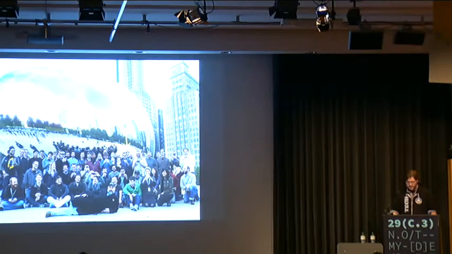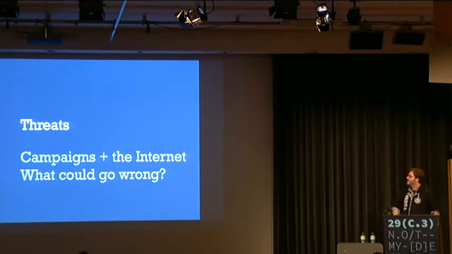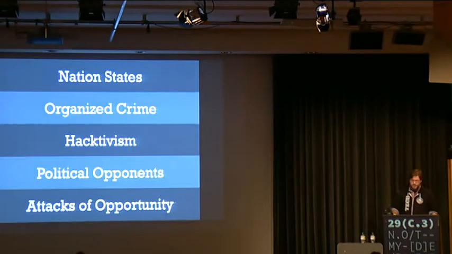So, moving into threats. As the role of technology increased and as we used it on a more day-to-day basis within the campaign, we began to think of the different threats we faced, or the actors that were committing or making security problems for us, in 5 different categories. Nation states, organized crime, the hacktivist category, political opponents, and generic attacks of opportunity.